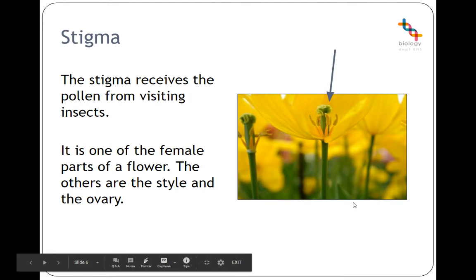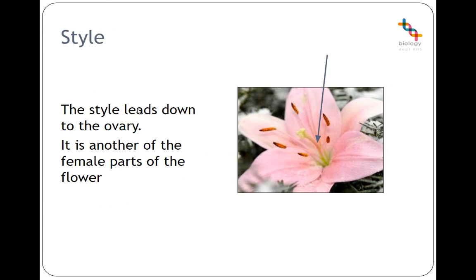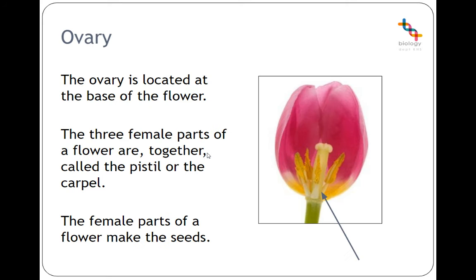The stigma receives the pollen from visiting insects, so it is one of the female parts of the flower. The others are the style and the ovary. The style is this area here. It's what we could see from above when we looked at the previous pictures. It is leading down towards the ovary, which is nestled at the very bottom of the flower here. It's another of the female parts of the flower.